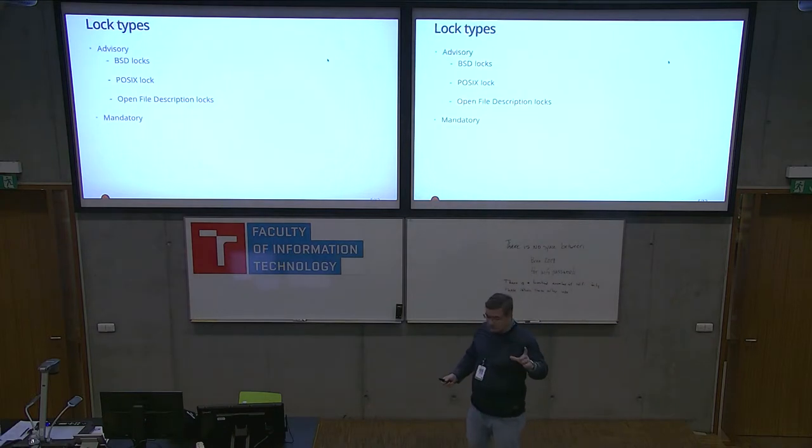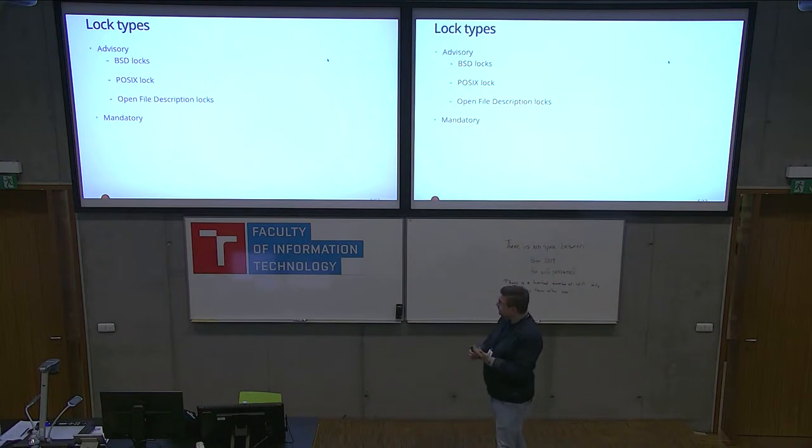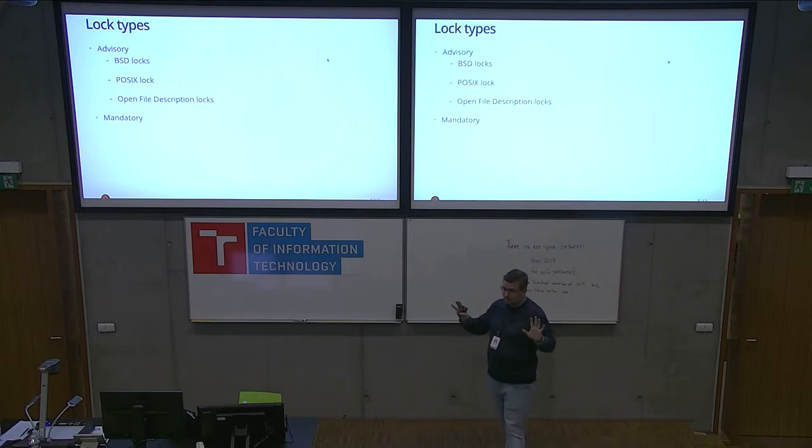So there are basically two major types of file locks that you can use. The first one is advisory, meaning the application is responsible for placing the lock itself in appropriate places, which means you have to change your code and add lock and unlock calls at the appropriate places. The second one is mandatory, where the kernel is supposed to somehow come up with some sensible locking for your application, so you don't need to change anything and everything just works out of the box, which sounds promising, doesn't it? But not really, we will see that.